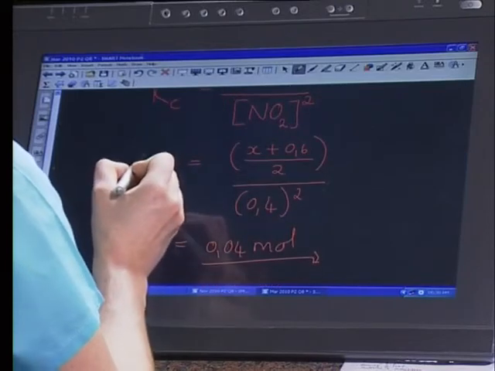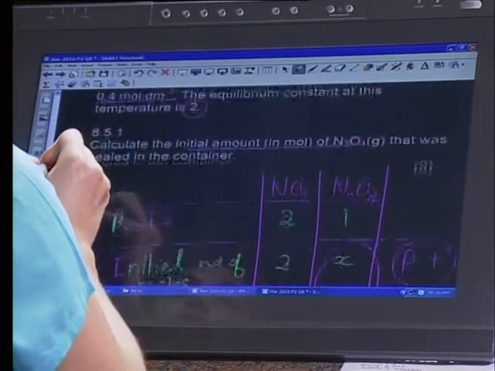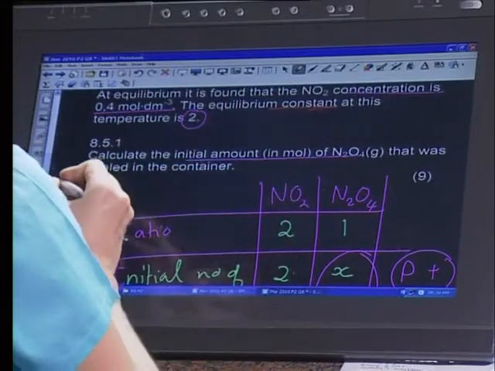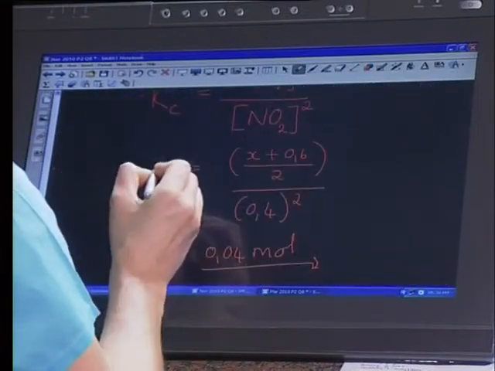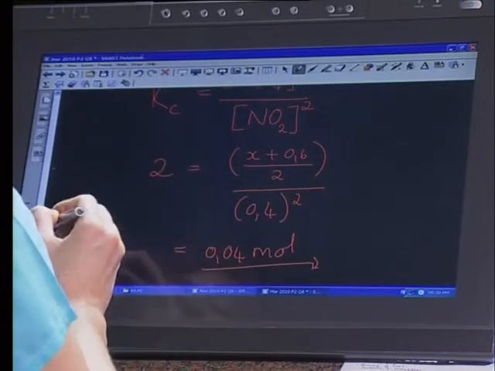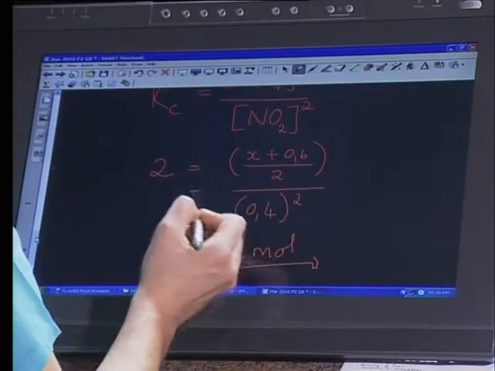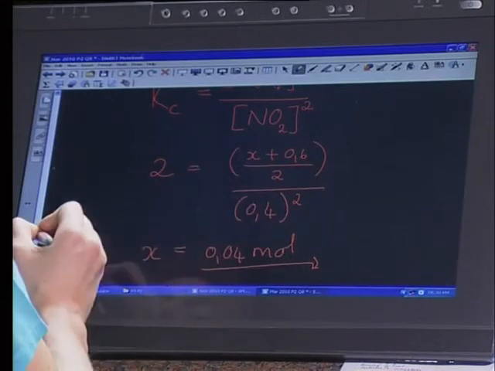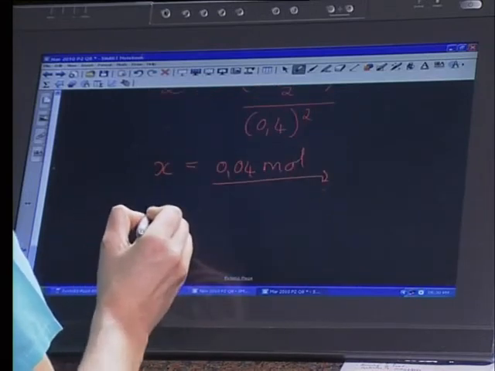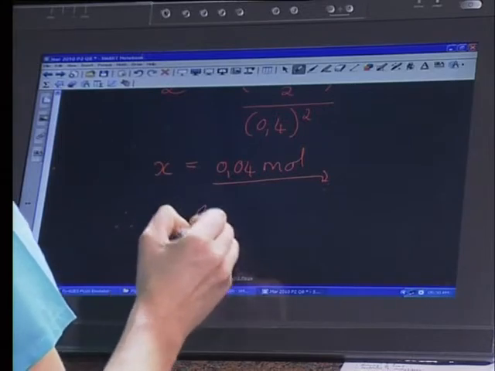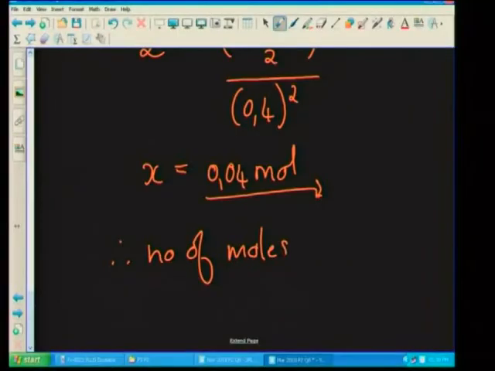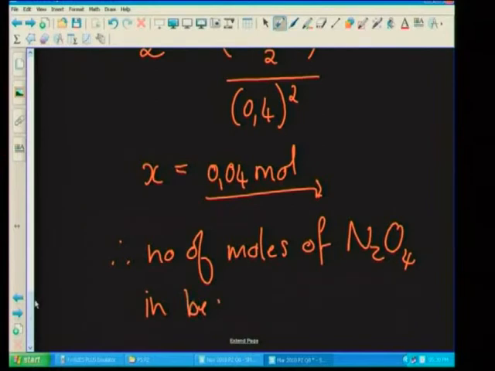Just what I forgot to mention over here, I see now my calculation is incomplete: they tell us that the equilibrium constant is 2. So I should have brought in the 2 over here. Okay, so if I bring in the 2 over here and I work it to an X, then I should find that my X over there is 0,4. So therefore, the number of moles of my N2O4 in the beginning, or that is used, is going to be 0,04 mole.